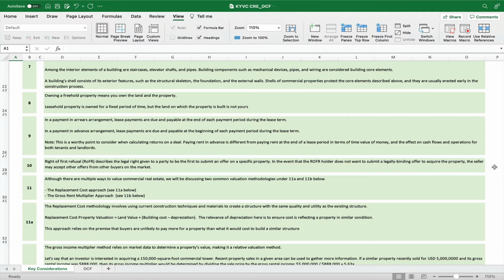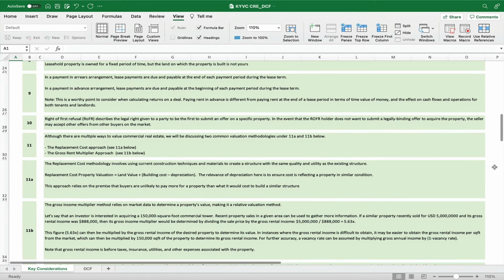The next idea is payment in arrears versus advance payment. This is relatively straightforward. Advance arrangement payments are those whereby lease payments are due and payable at the beginning of each payment period during the lease term. However, payment in arrears, lease payments are due and payable at the end of each payment period during the lease term. And yes, those exist. Payment in arrears exist depending on the nature of the deal.